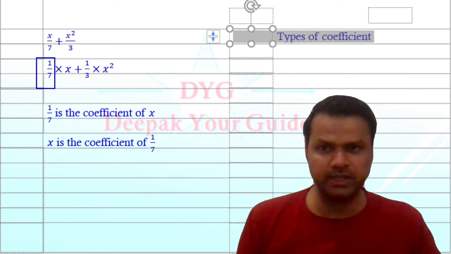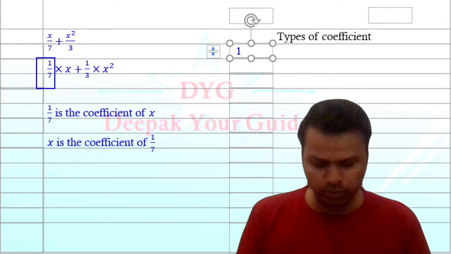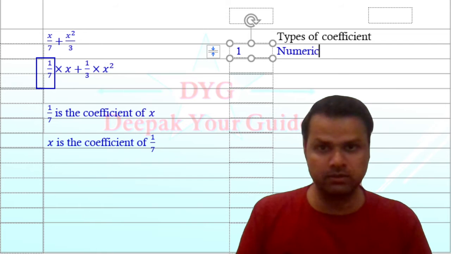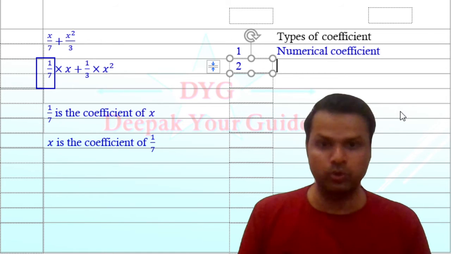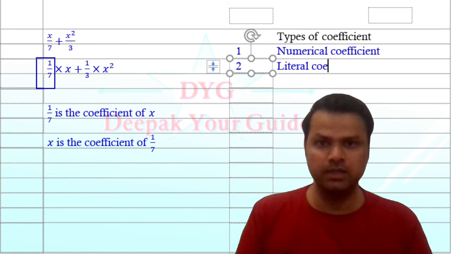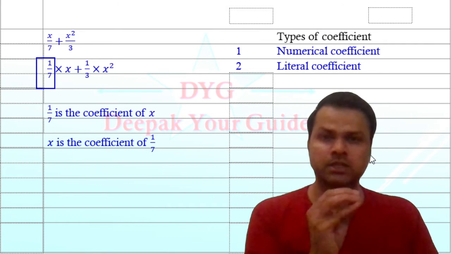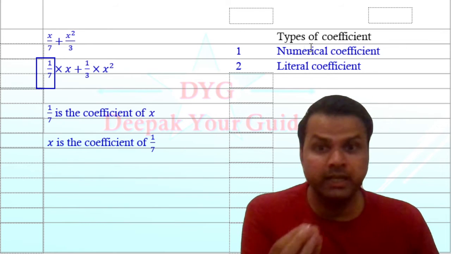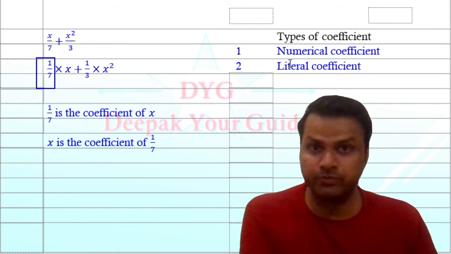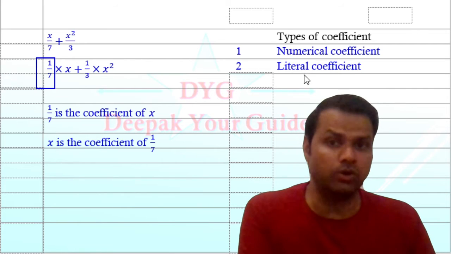So types of coefficient, we have two types of coefficient. One is known as the numerical coefficient, and the second is called the literal coefficient. These are the types of coefficient. Numerical means number. Any number will be called the numerical coefficient, and literal means letter. So any letter like A, B, C, X, Y, Z, those are the letters. That is called the literal coefficient.